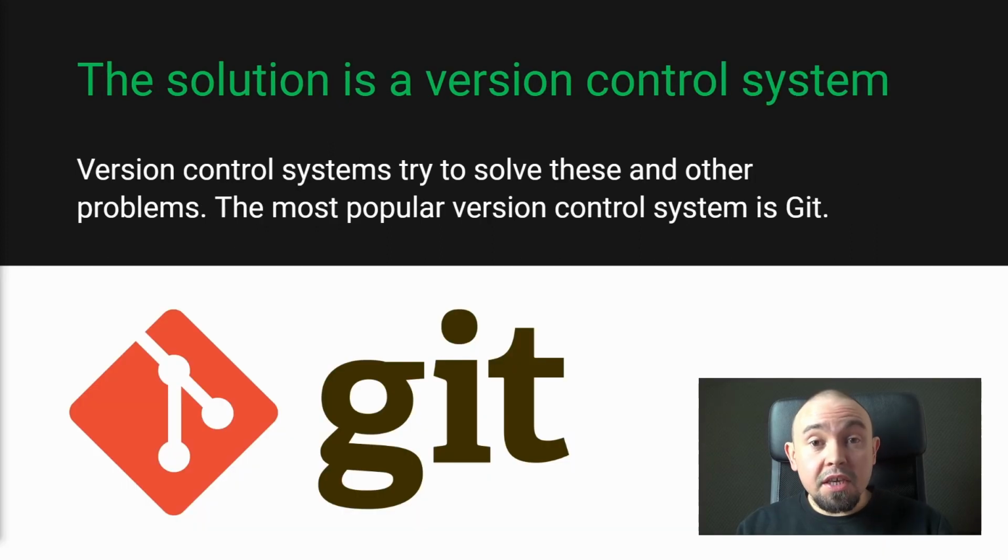The solution to these 3 and many more problems is the version control system. And the most popular version control system is Git. It's worth remembering this name and this logo. And at this stage we can finally start learning Git.